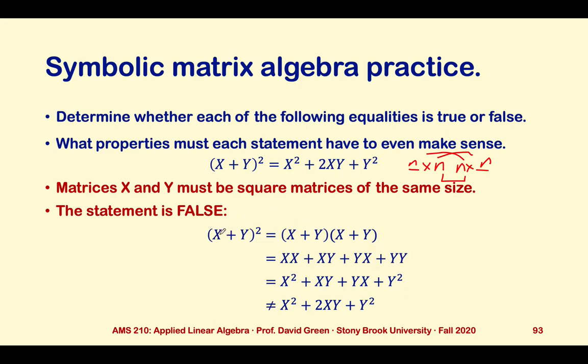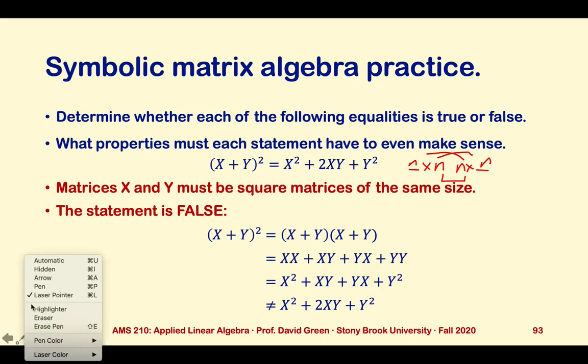Again, we expand and simplify. X plus y squared simply means x plus y times x plus y. Matrix multiplication distributes into matrix addition. That means that when we do this, we get x times x plus x times y plus y times x plus y times y, as we have here. Right? X times x, of course, is equal to x squared. Y times y is equal to y squared.